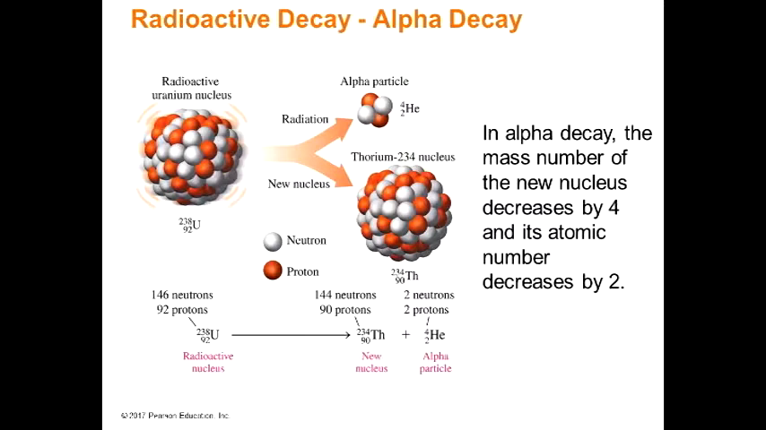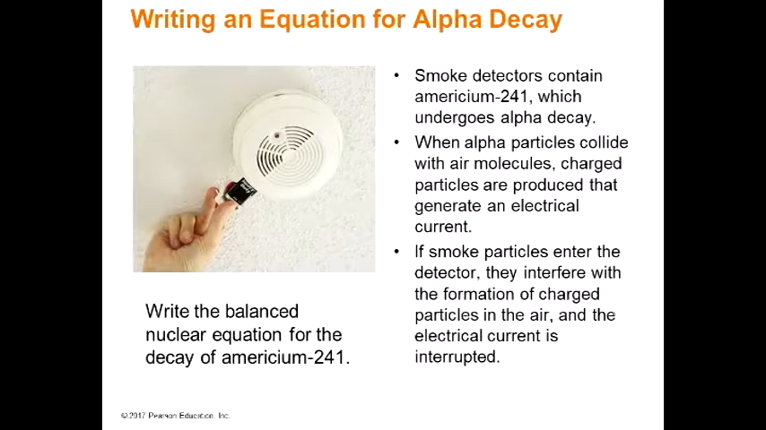Smoke detectors. They have americium-241, which undergoes alpha decay. Alpha decay can be protected by what? Simple paper and clothing. Generally not as harmful to biological systems. Alpha particles collide with air molecules. Charged particles are produced that generate an electric current. So we can write the balanced equation for that. So it generates an electric current.